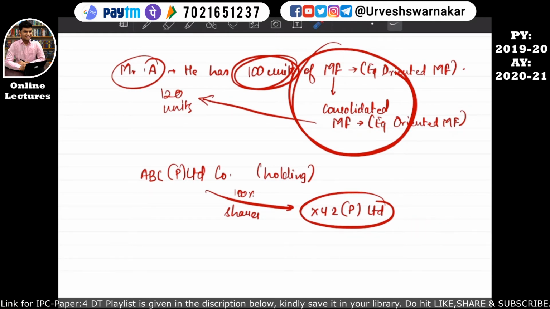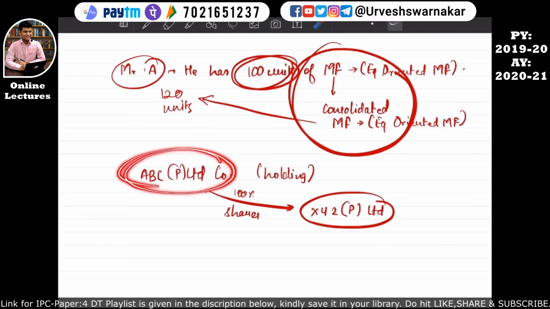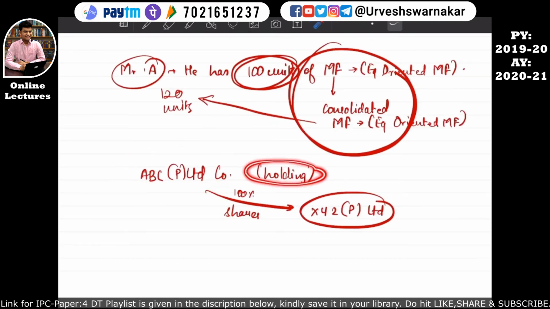So that is what is given over here in point number 10, which says that transfer of a capital asset by a holding company to a subsidiary company or a subsidiary company to a holding company, provided following conditions are satisfied, that is holding company should be an Indian company and holding company should hold 100% shares of a subsidiary company. I hope this is quite clear. Over here, this company, that is ABC Private Limited company, should be an Indian company, okay, and this subsidiary can be a foreign company also. That is not a problem. I hope this is quite clear to you all.